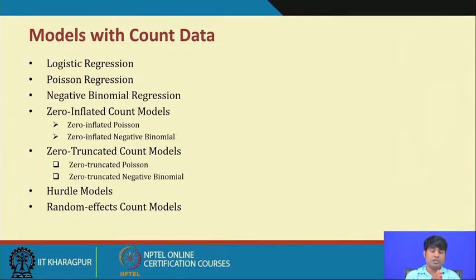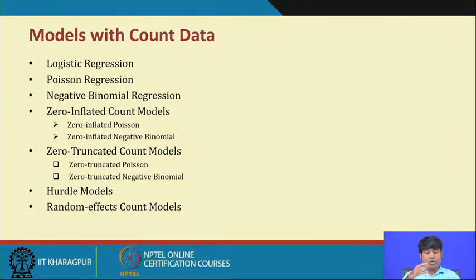We also have models like zero inflated count models, and under this we have two different forms: zero inflated Poisson distribution and zero inflated negative binomial distribution. Then zero truncated count models, again with respect to Poisson distribution and the negative binomial distribution. Then we have random effects count models. Technically, these are the complete model structures as far as count data is concerned.